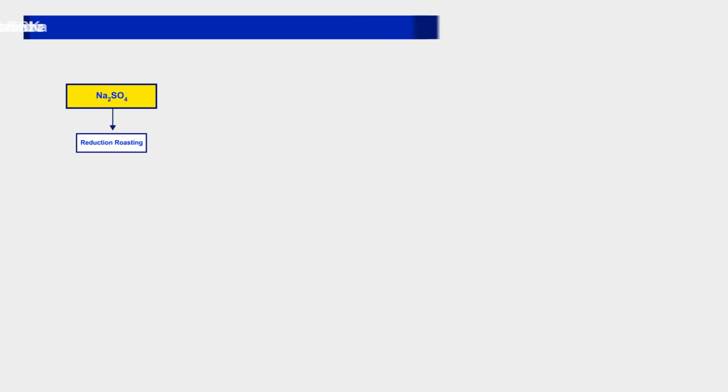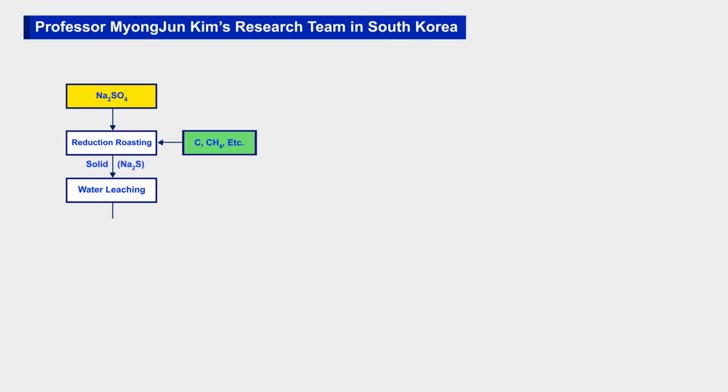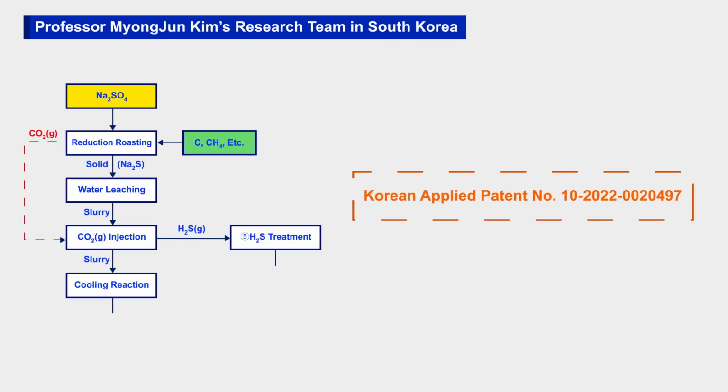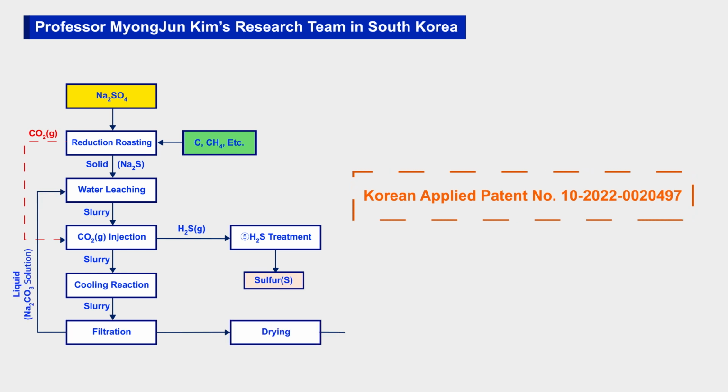The technical process is broadly divided into four. 1. The reduction roasting stage. 2. The water leaching and carbon dioxide reaction stage. 3. The cooling stage. And 4. The sodium carbonate recovery stage.